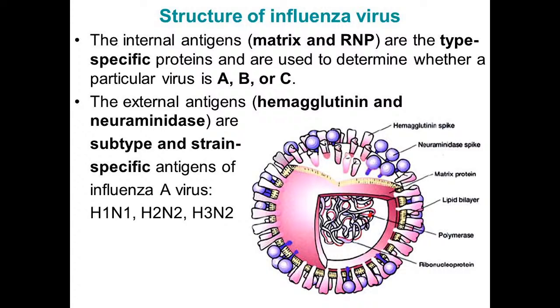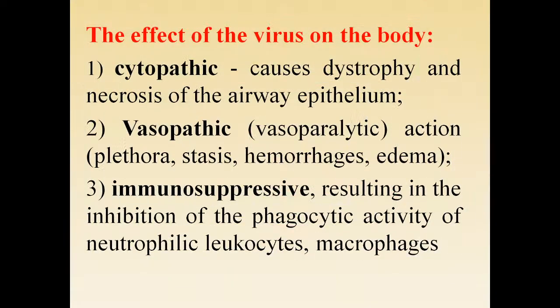Structure of influenza viruses and the effect of the virus on the body: cytopathic, vasopathic and immunosuppressive effects. The cytopathic effect is dystrophy and necrosis of the airway epithelium.